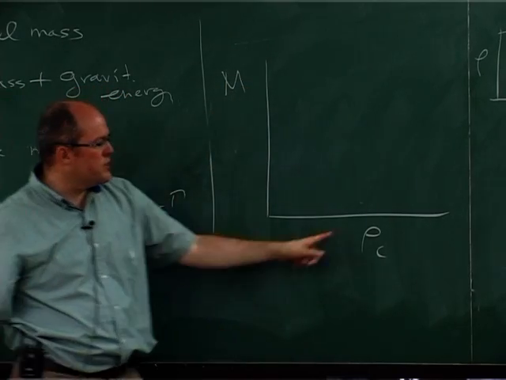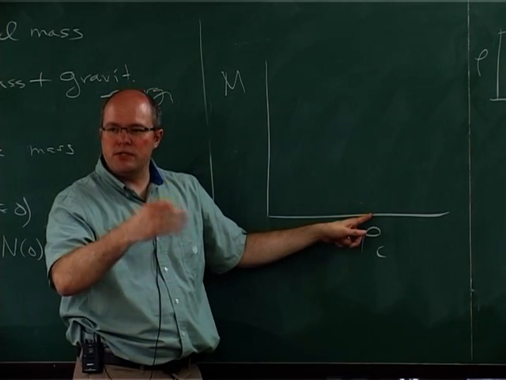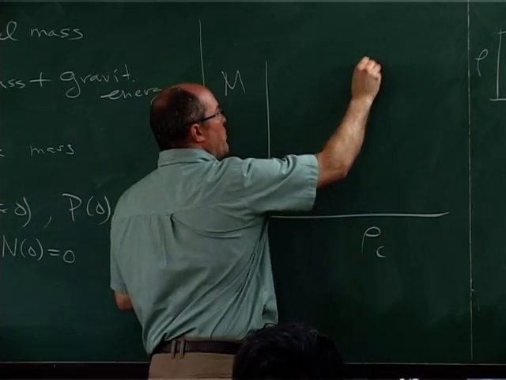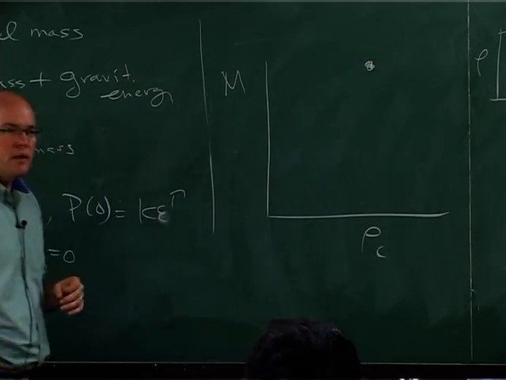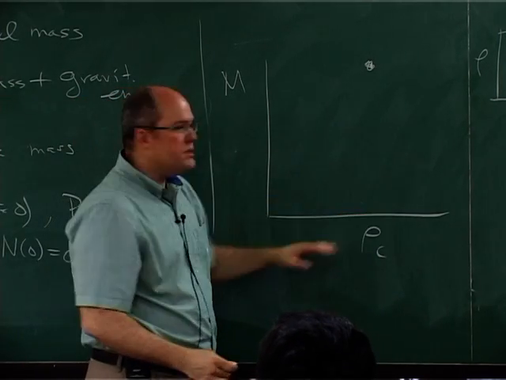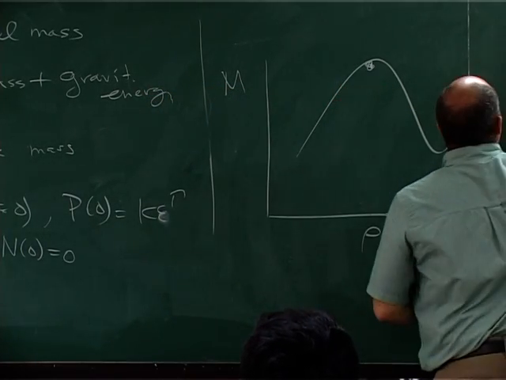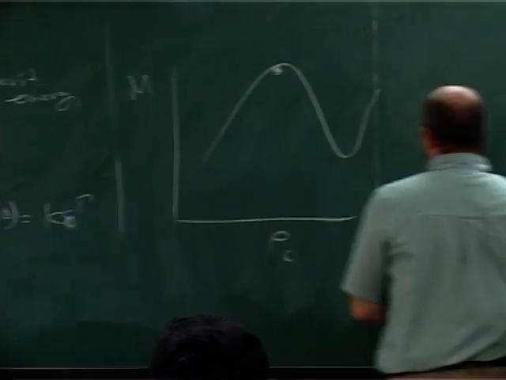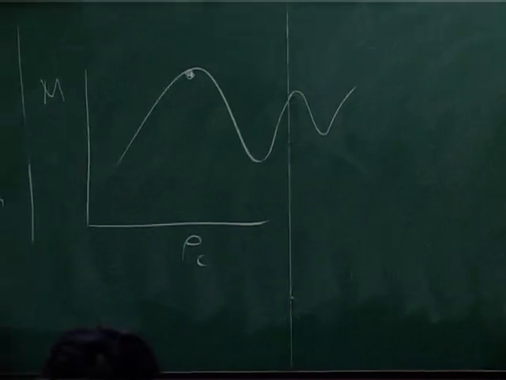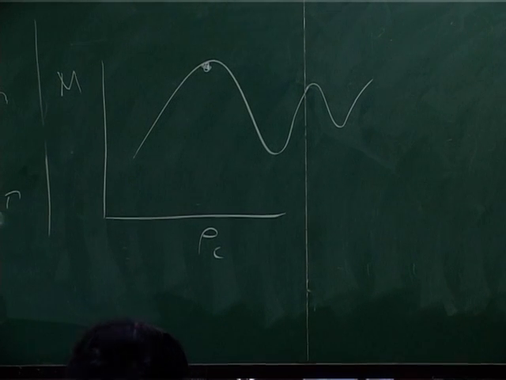So I do this one time. I choose a central density, and I integrate out till the pressure is 0. I stop. I say, okay, what was the gravitational mass of the star? And I would plot a point right there. And then maybe I do that a whole bunch of times, and I sketch out a curve that looks like this. Something like that. Okay? There's an easy way to tell whether or not these solutions are stable.